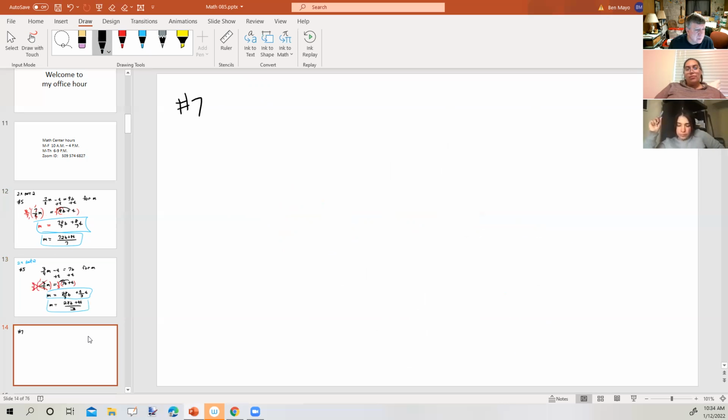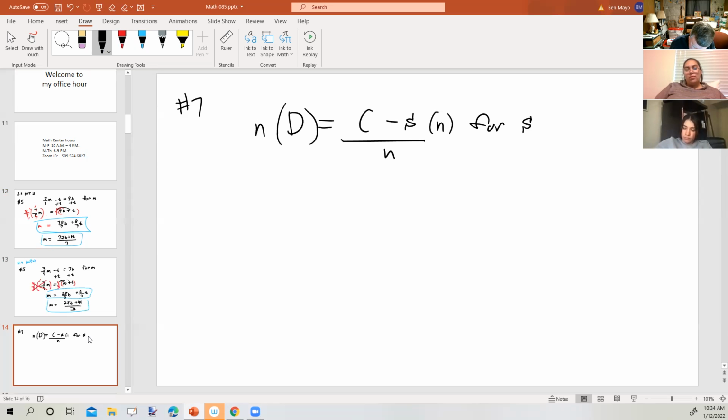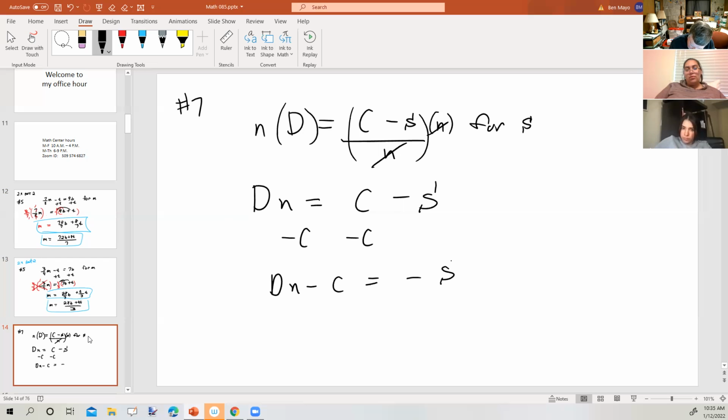Solve the formula for the specified variable: d equals c minus s all over n, and we are to solve this for s. Solving for s, we're going to multiply both sides by n. So we get dn equals c minus s. Okay. Then we're going to subtract c. So we get dn minus c equals negative s.